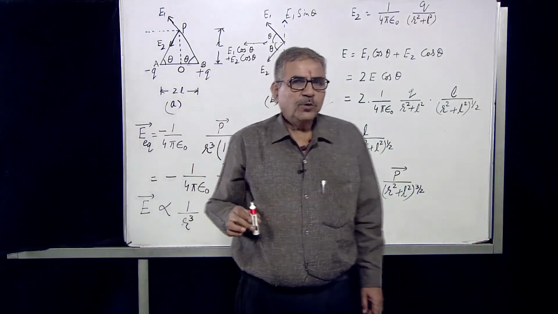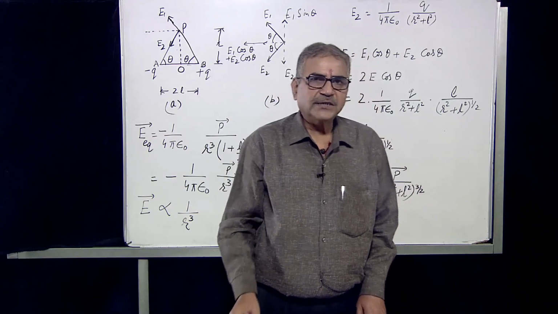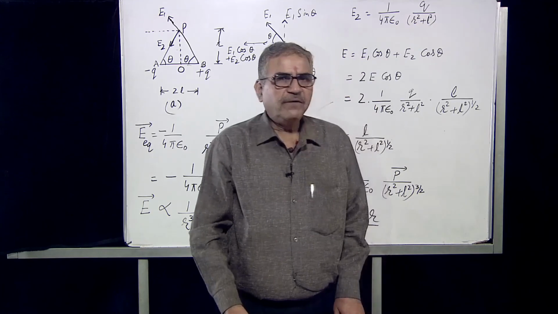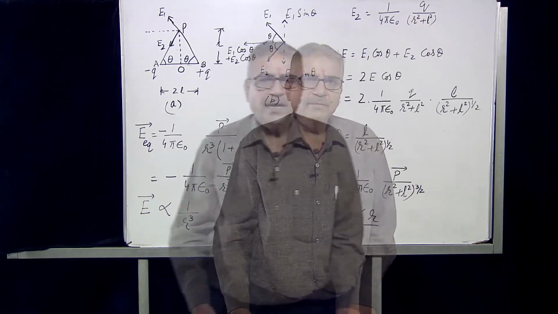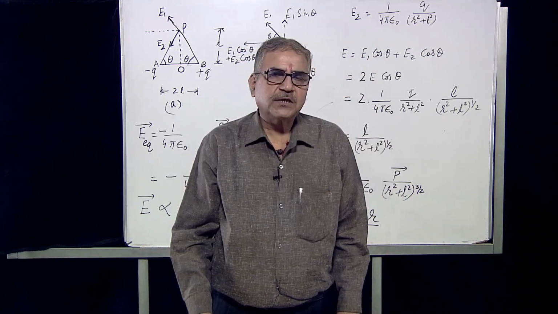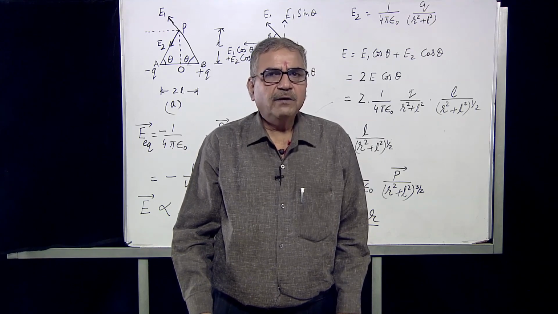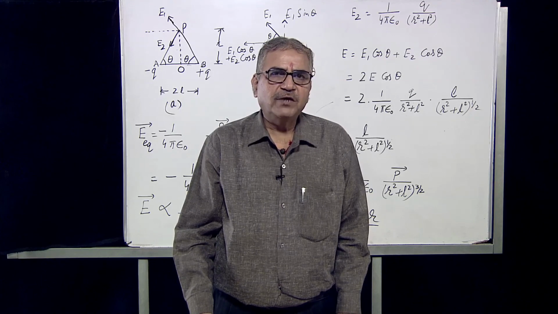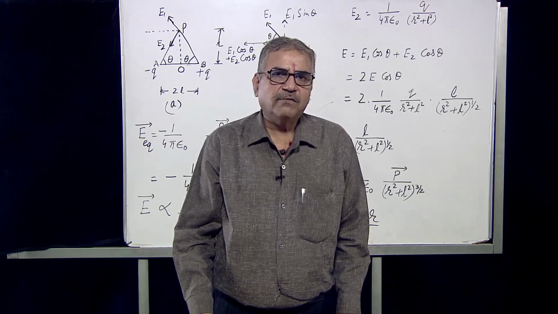So, today in this lesson we have defined the electric dipole, we have defined the electric dipole moment, and we have found the expressions for the electric field in two special cases, when the point P is on the axial line of the dipole, and the second case when the point P is on the equatorial line of the dipole.